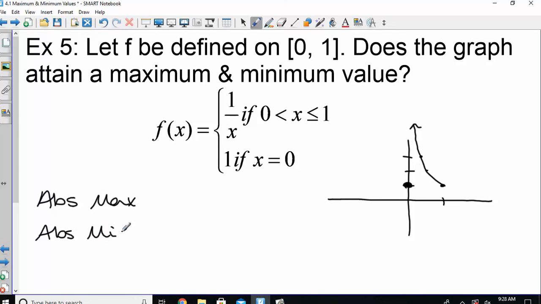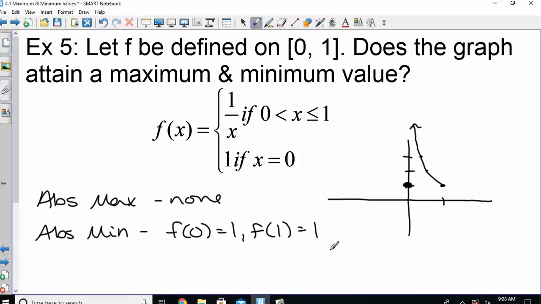Does it have an absolute max? No. Does it have an absolute min? Yes. We have 2 of them. F of 0 equals 1 and f of 1 equals 1. Why does this not contradict our theorem? It was a closed interval. It's because of that asymptote.